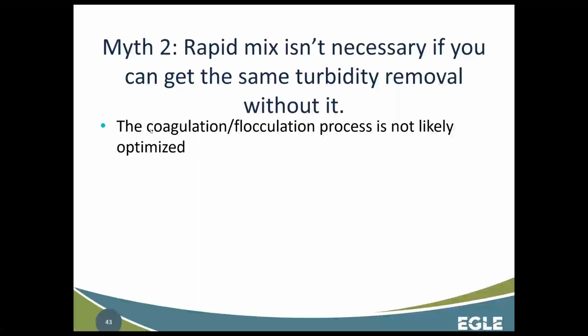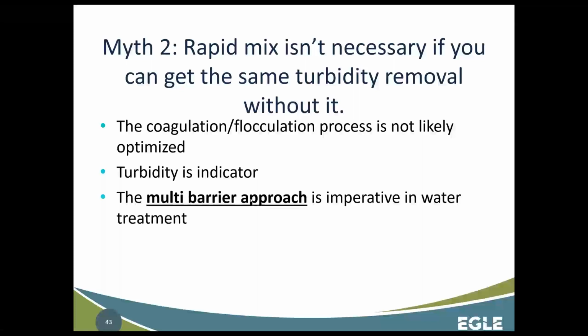Also, you're likely not optimizing your processes if you're not using the rapid mix, and there might be some cost savings associated with that, especially depending on if you end up having to do a lot of backwashing or something because your coagulation and flocculation isn't optimized. Again, turbidity is just an indicator. The multi-barrier approach is imperative in water treatment. We don't want to be relying on that final disinfection step. Take advantage of all of the barriers we can get.